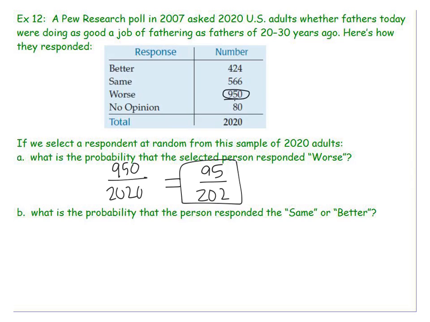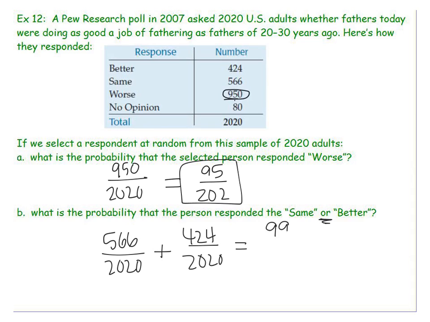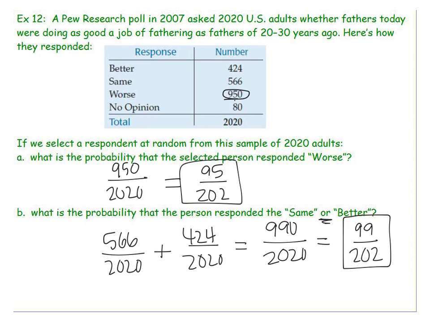Part B. What is the probability that the person responded the same or better? So the same would be the 566 out of 2020. Or means add. Better is 424 out of 2020. So when we add those together, because they are common denominators, we get 990 out of 2020. Well, we got to reduce. Again, they both end in zeros. Divide them both by 10, we get 99 out of 202. And that's the end of that example. That one was meant to be a little easier.